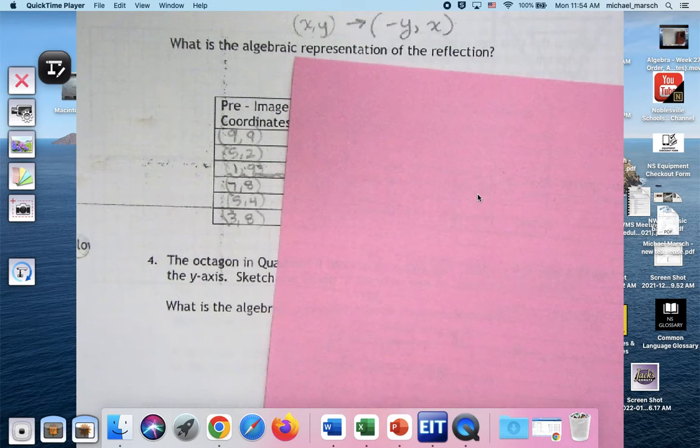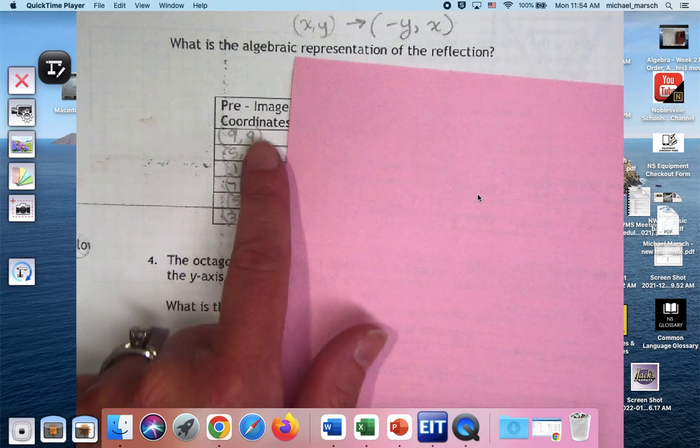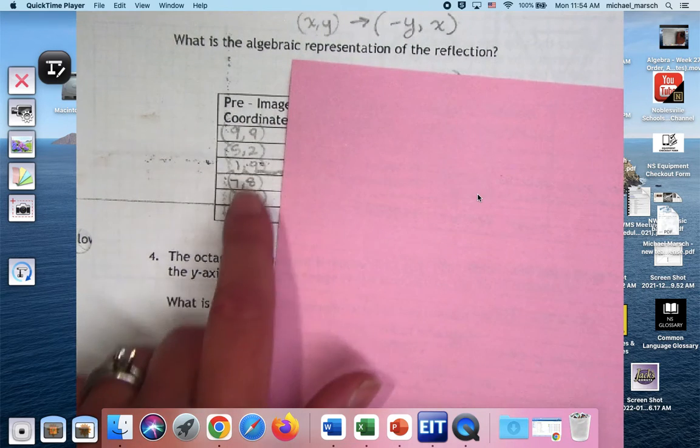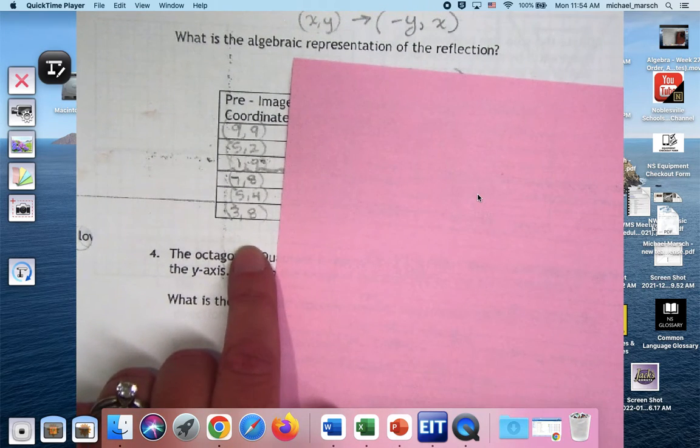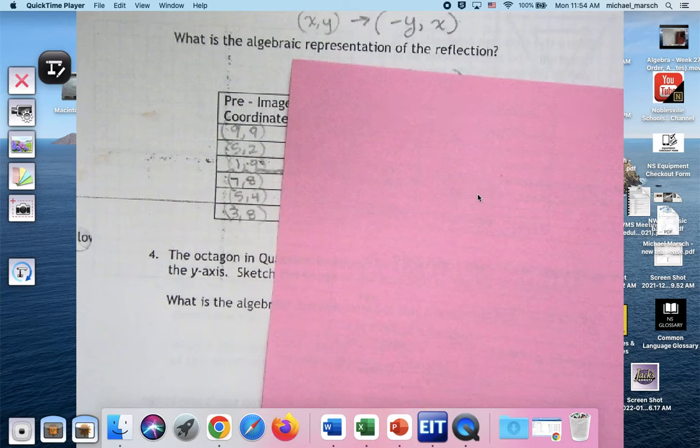Okay. So here's what's happening. I'm explaining everything, and you guys are kind of half listening to me. Did you go the other way? I went across. I did clockwise around the triangle. So even if you don't have them in the same order as mine, these should be your pre-image ordered pairs.